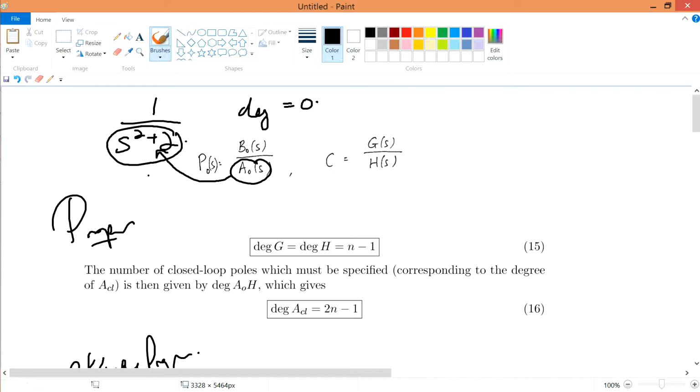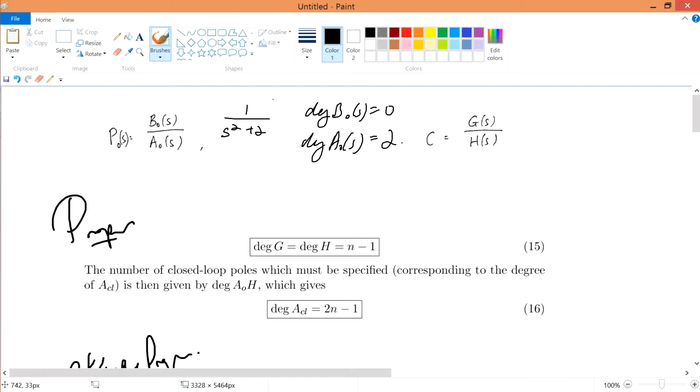This part over here, this is the A of s. This part, the highest degree is s squared. So in other words, it is 2. Alright, so I just write it as 2 over here. So this is for the A naught, this is for the B naught. So far, so good. Alright, and therefore this is my first step.